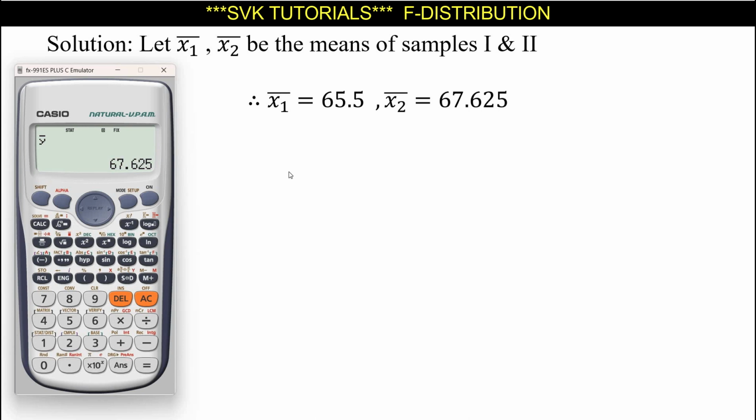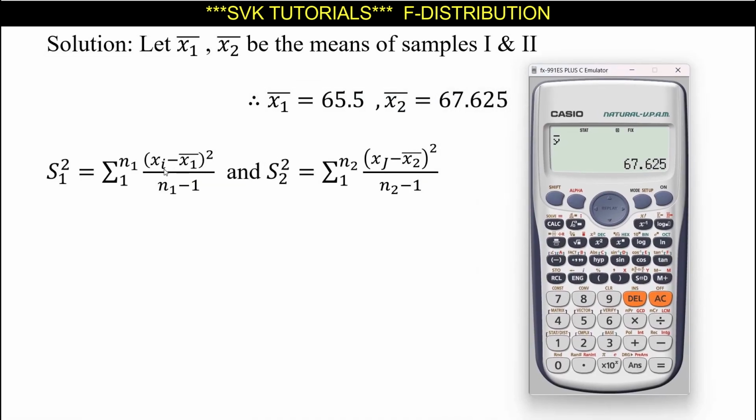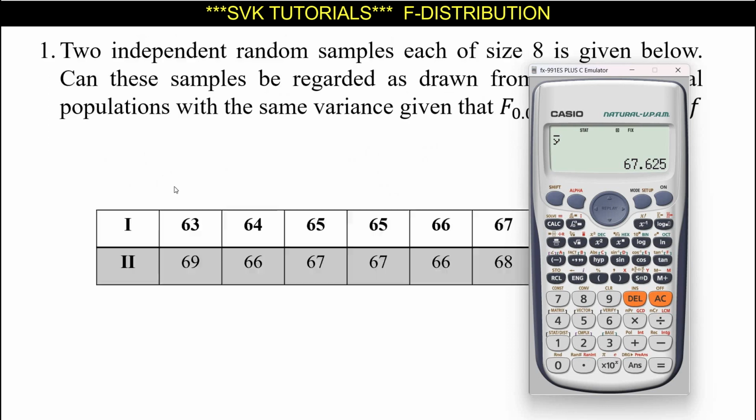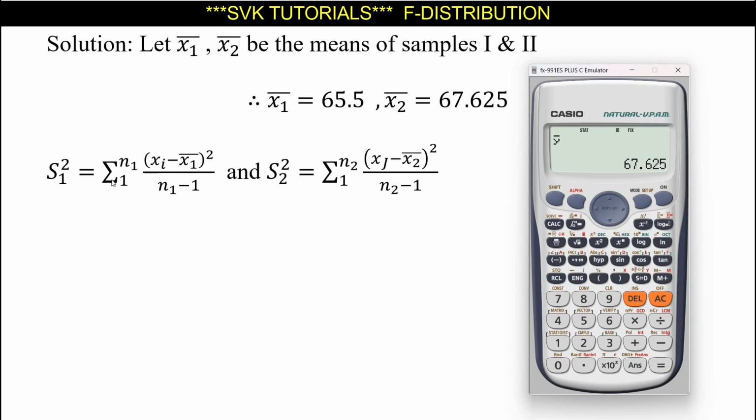After getting x1 bar and x2 bar, you are going to substitute those in your formula, where xi is nothing but these sample values 63, 64, 65, 65, 66, 67. You need to write down all those values. Just subtracting those values, what you are going to get is S1 square. Here you have got 2.571, and 1.696 as S2 square. So let us see how to get these two in your calculator.